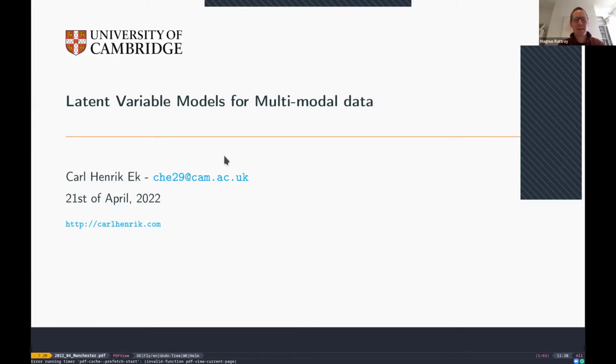Carl has been working on multimodal data integration for a while, and I think he gave a talk in Manchester quite a long time ago on this kind of topic and the difficulties of mixing different data sets with very different dimensionalities and so on, which can be a real challenge in machine learning. So it's my pleasure to have Carl here, and he's going to talk about latent variable models for multimodal data. Over to you, Carl.